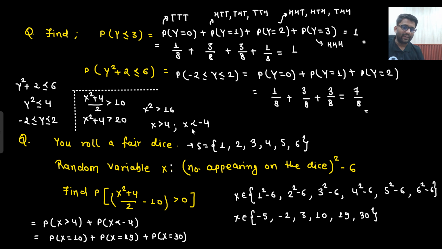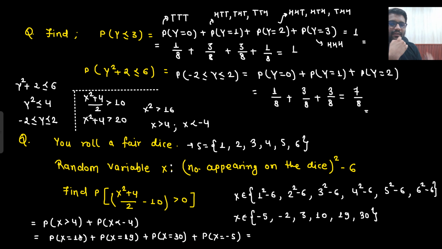And next they are saying X less than minus 4. Is minus 2 less than minus 4? No. Is 3 less than minus 4? No. Is 10 less than minus 4? No. Less than minus 4, only this condition. That means the probability of X getting the value minus 5. Are you able to understand this point? Right? Now let's write down the probability.